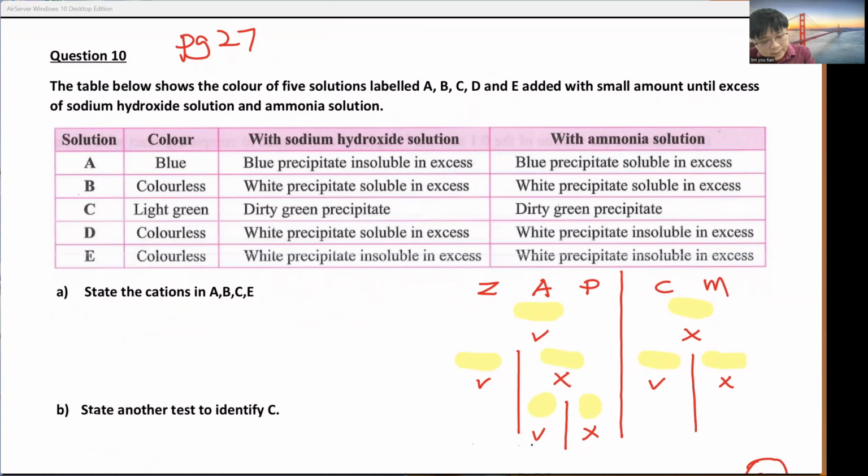Then the next step, you put the names of the ions. Then we draw a few times, then you can remember. This is the first time you draw. Then you draw the second time in the next question until you know how to draw. Then you must remember these three chemicals.